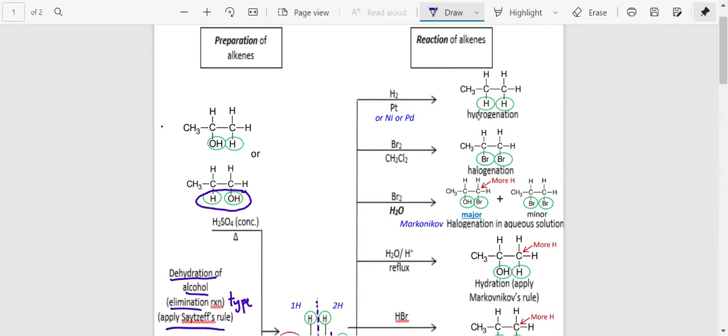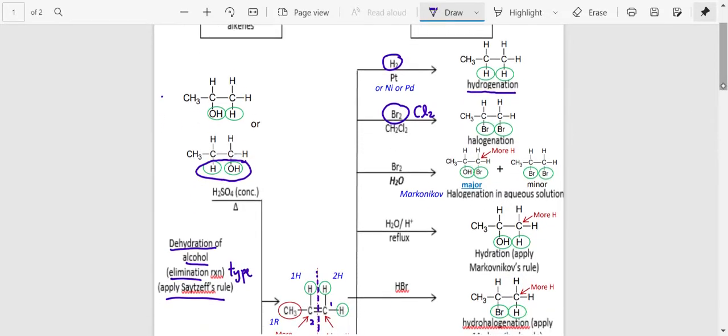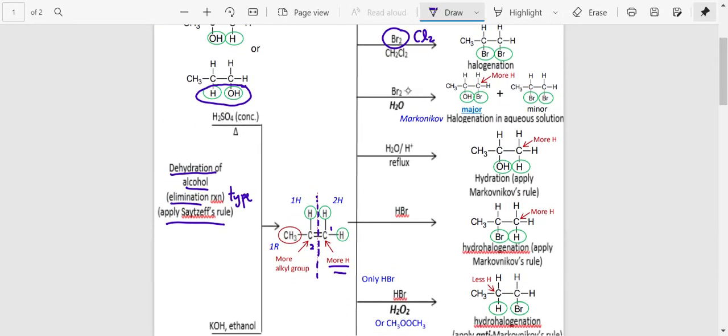For reaction of alkenes, it can undergo hydrogenation. Hydrogen with catalyst, it can be platinum, nickel, or palladium. Another one is halogenation. You can use Cl2 or any halogen. But if you see bromine water, it obeys Markovnikov's rules. Markovnikov's rules means the electrophile will go to the carbon with more hydrogen. So bromine is the electrophile, so it will go to the more hydrogen carbon.